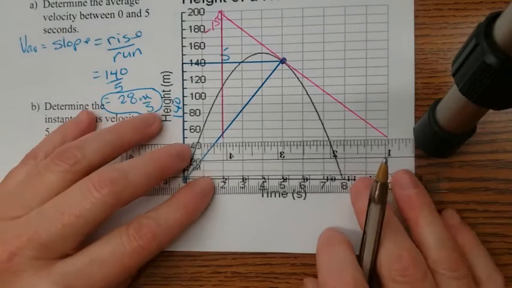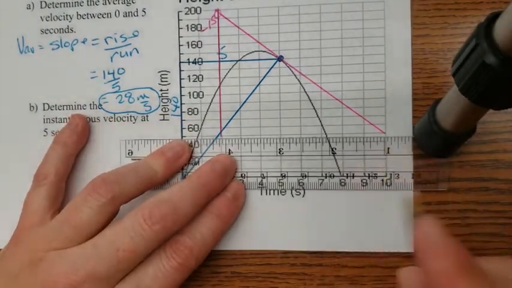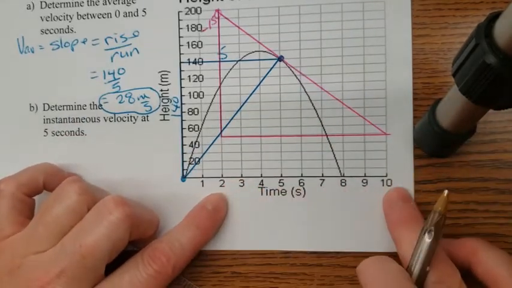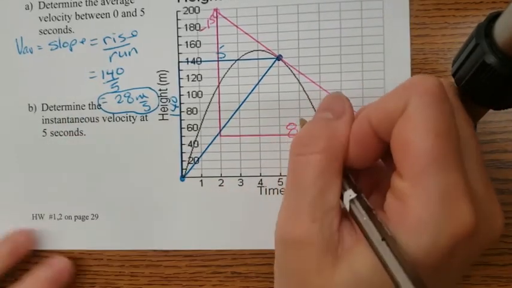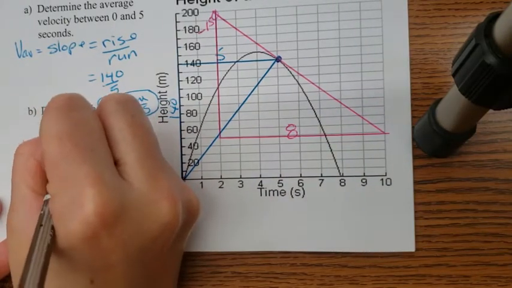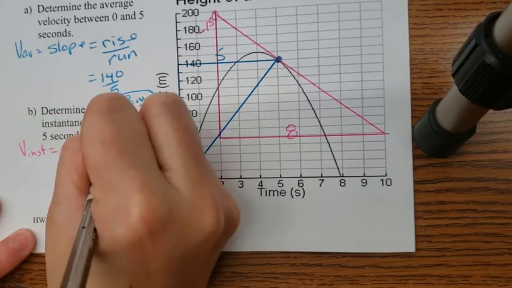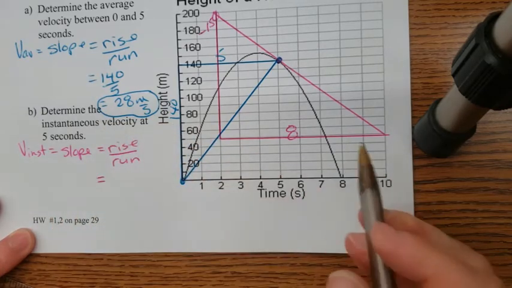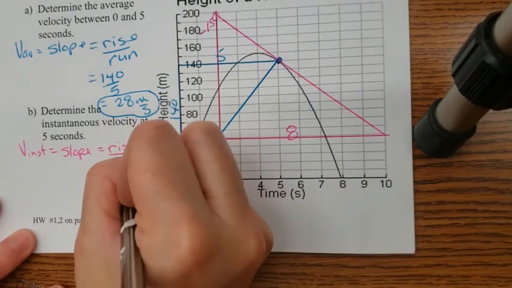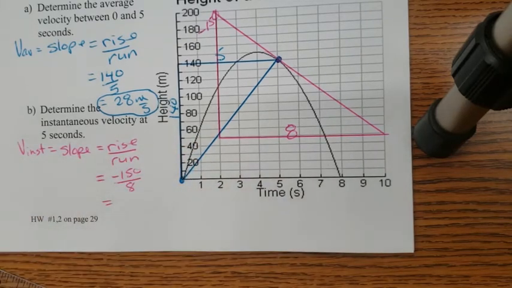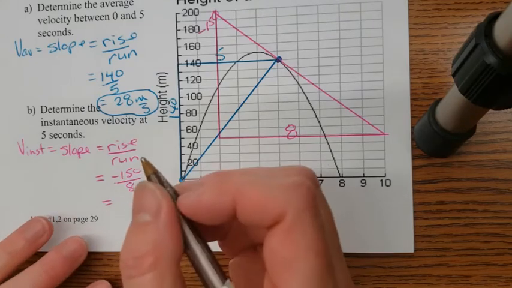My run goes from here to here. So between 2 and 10, my run is 8. So my V instantaneous is equal to my slope, which is equal to my rise divided by my run. And in this case here, it'd be minus 150 divided by 8. And I just need to put that into my calculator. 150 divided by 8 gives me 18.75.